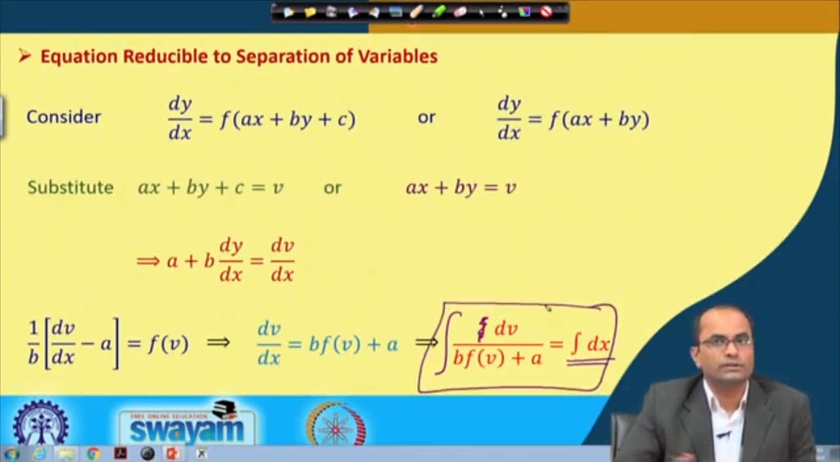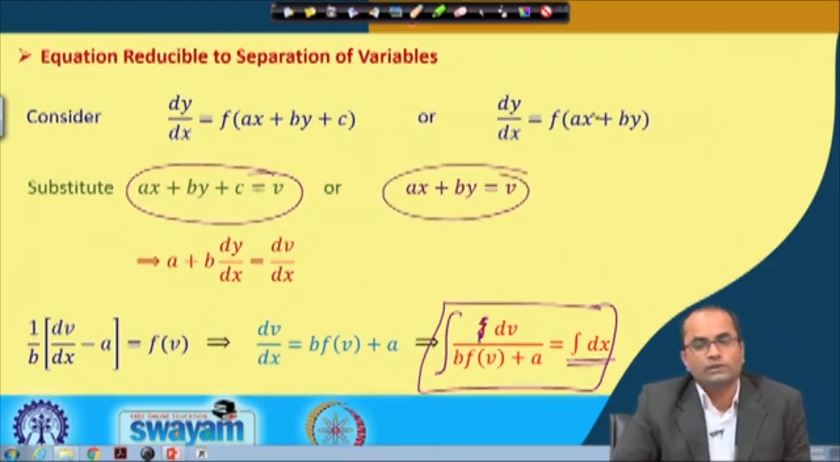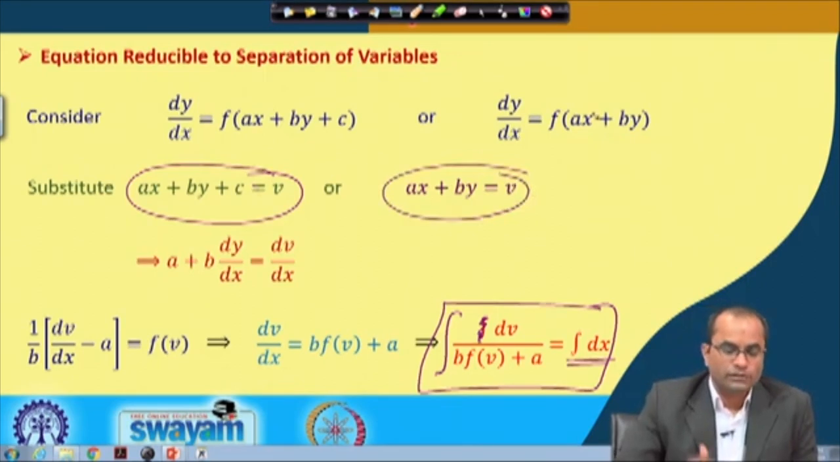After getting the solution in terms of v, we can substitute back v equal to ax plus by plus c, or ax plus by, depending on the given differential equation. So we can write down the final solution again in terms of y.